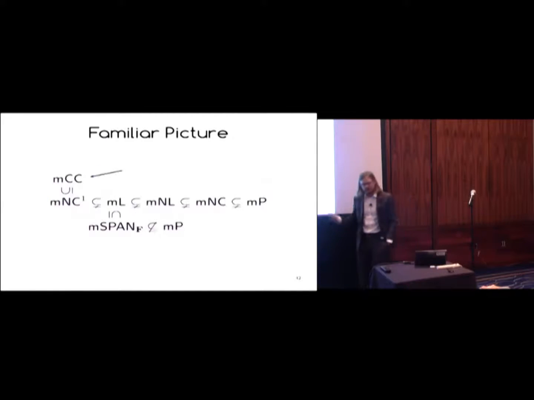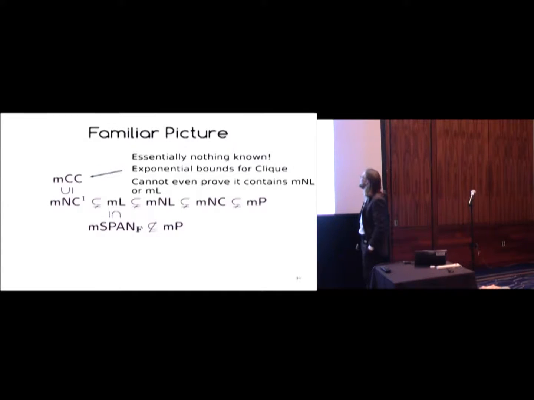Okay, so on the other hand, for monotone comparator circuits, we basically know nothing. We have exponential lower bounds for clique. That's just because it's a circuit, right? That follows from Razborov's work in the 80s. But we can't even prove it contains monotone NL or monotone L. And this is kind of surprising because we know that comparator circuits contain NL in the non-monotone world, right? So something weird is happening here.